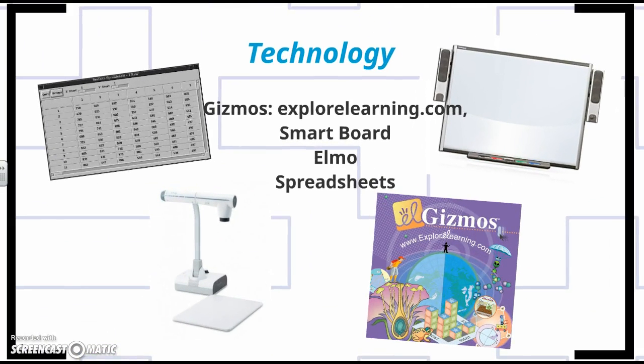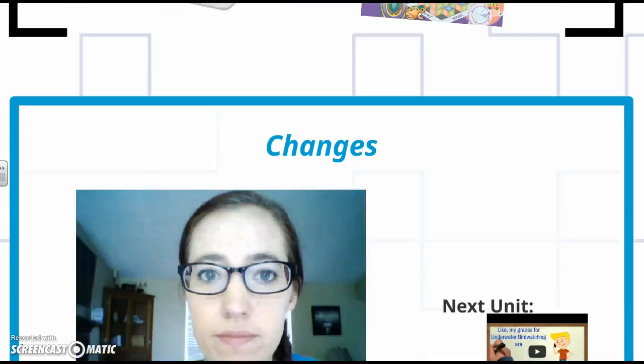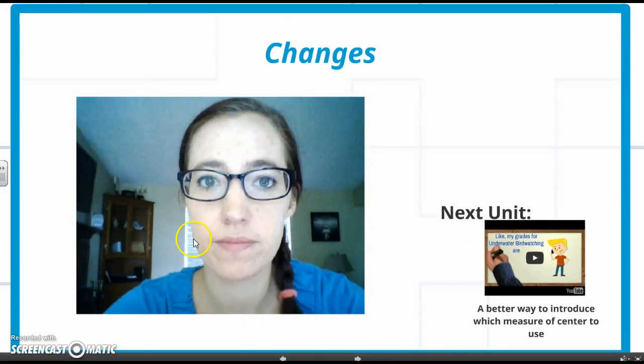The technology that I used for this lesson included the Gizmos, explorelearning.com, where students were able to explore on their own how mean, median, and mode work. I used the smartboard on a daily basis to present our warm-ups and to show the spreadsheet where students collected the data and presented everything for the measures of center. And then the Elmo was used anytime we had to present any student documents to the class. And I created a video on some of the changes that I would make for this lesson.